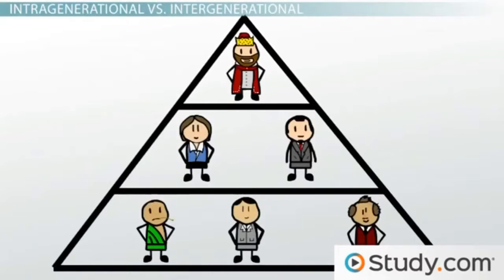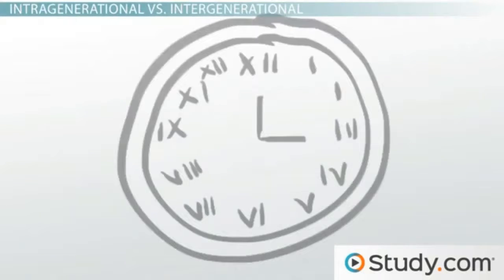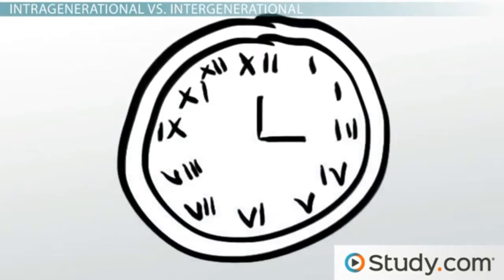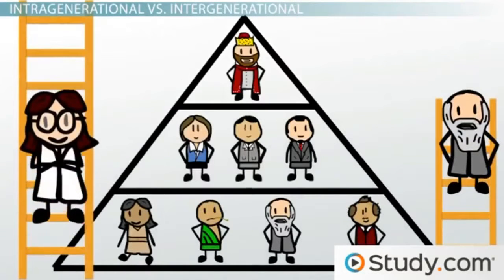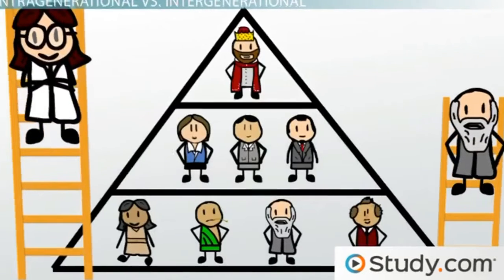Sociologists study not only the actual change in social position, but also the amount of time the change takes to occur. There are both shorter and longer-term changes in social status.